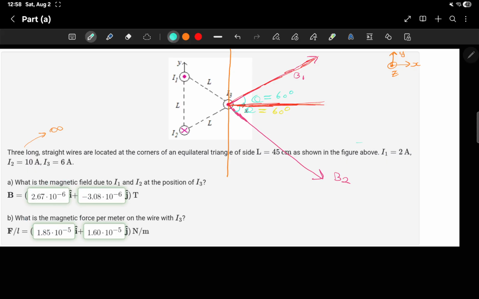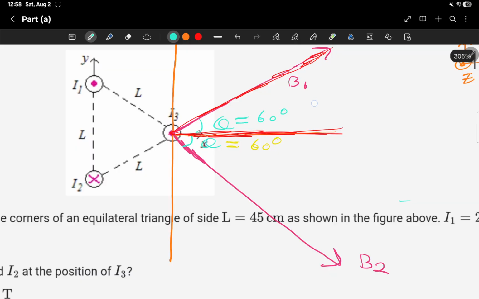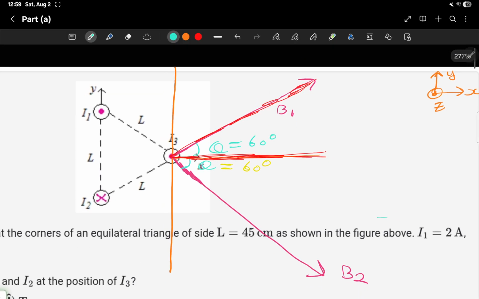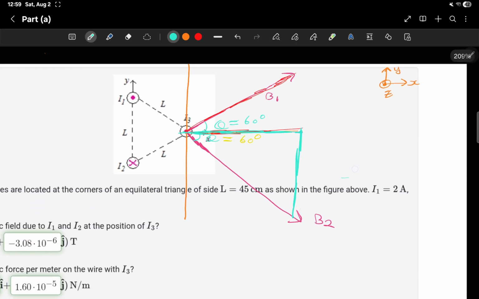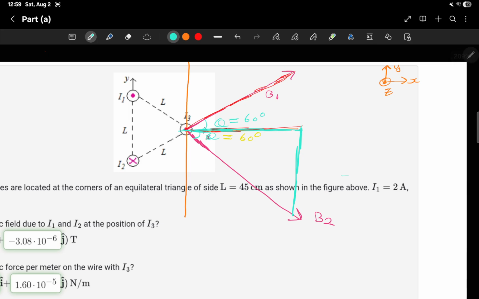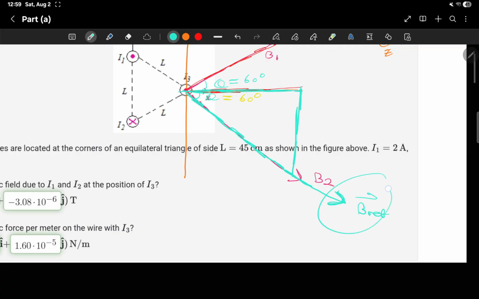So we have a positive I component and a negative J component. So positive I and then negative J. So our net magnetic field would also point down. So what this really meant was that B2 was actually stronger than B1, hence the net magnetic field ended up being downwards.